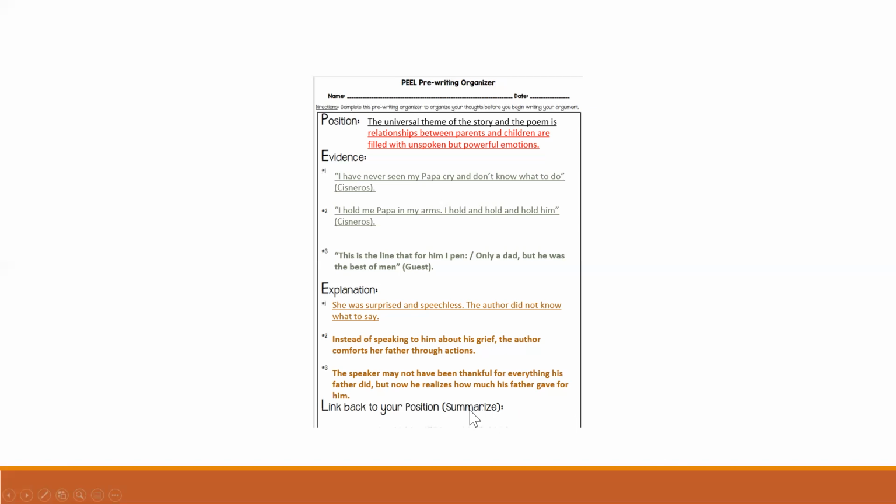All right. And then last but certainly not least, you have your link back. It says summarize here, and some of you are thinking that means summarize the entire passage and poem. That's not what that means. That just means it's basically your conclusion sentence. You're concluding your point here. Okay.